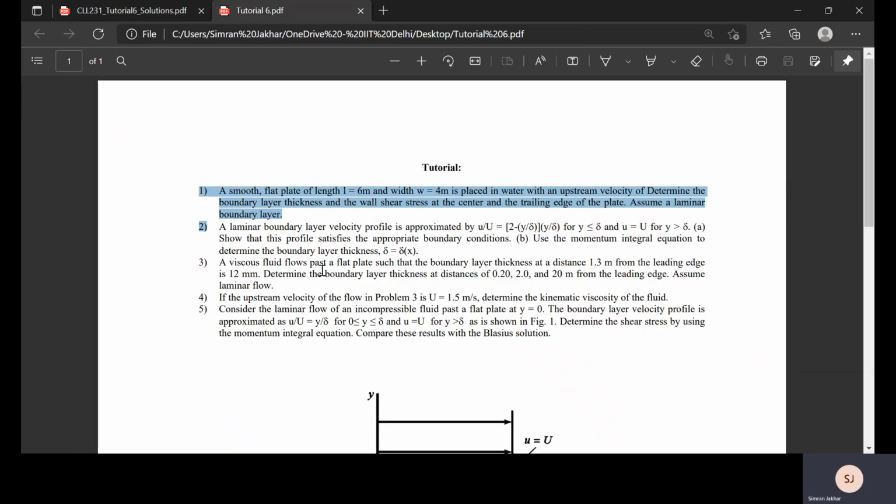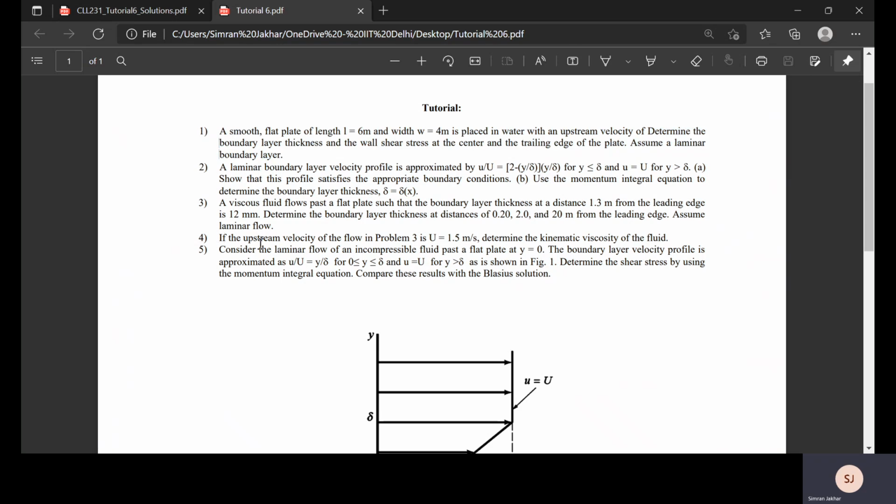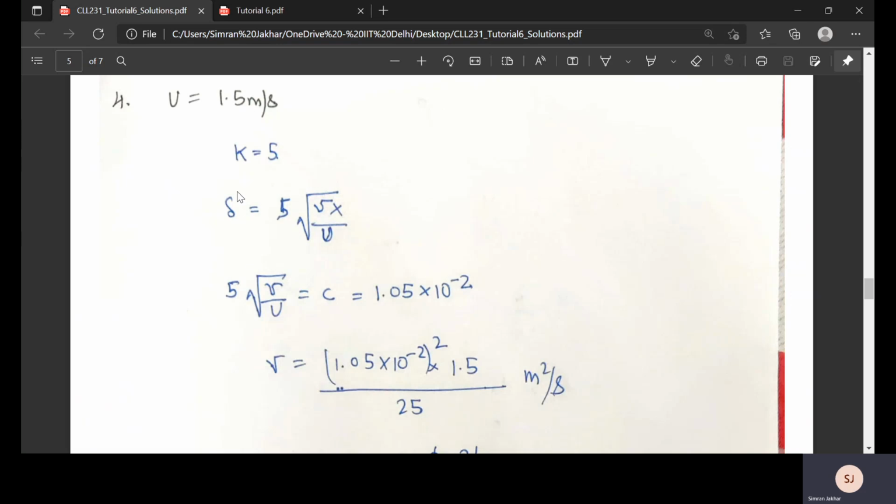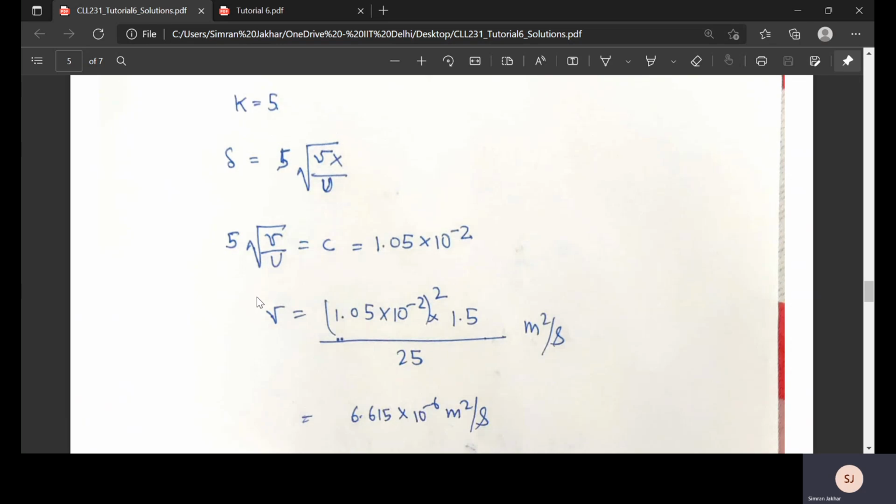So now quickly moving to the fourth problem. If the upstream velocity of the flow in problem 3 is given as 1.5 meter per second, we have to find out the kinematic viscosity. So in the above problem, we know that from the Blasius solution, we can write delta equals 5 times root mu times x by u. So we know the value of c, that is 5 root mu by u. So we can find out the value of kinematic viscosity.